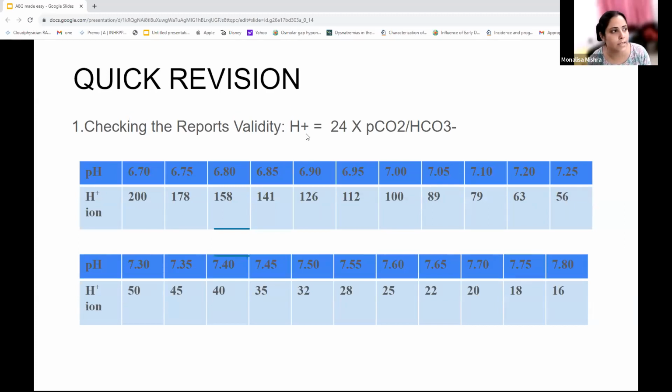This is always the first step. How do you check the validity of the ABG? You have to find out what your H plus ions are. H plus will be equal to 24 into PCO2 divided by bicarb. Whatever this value is will be your H plus.